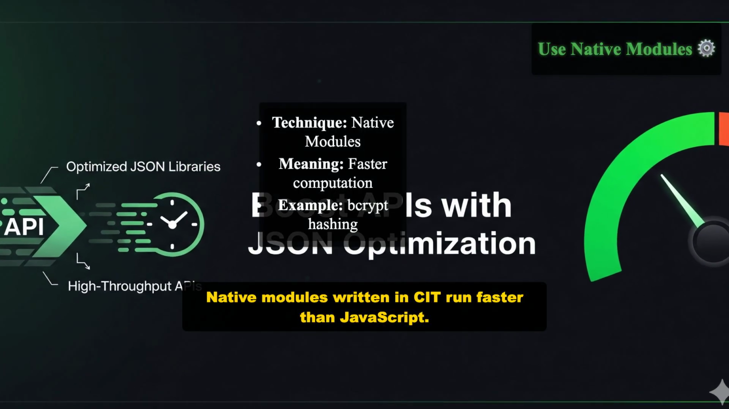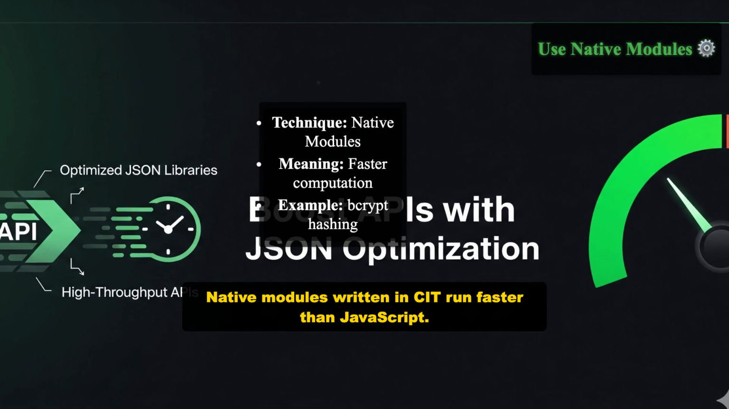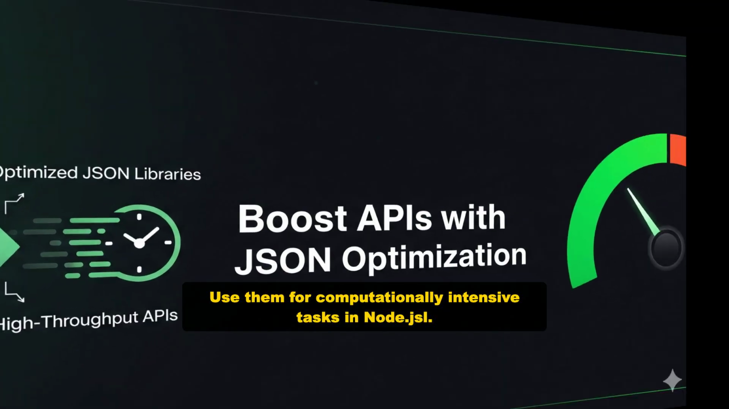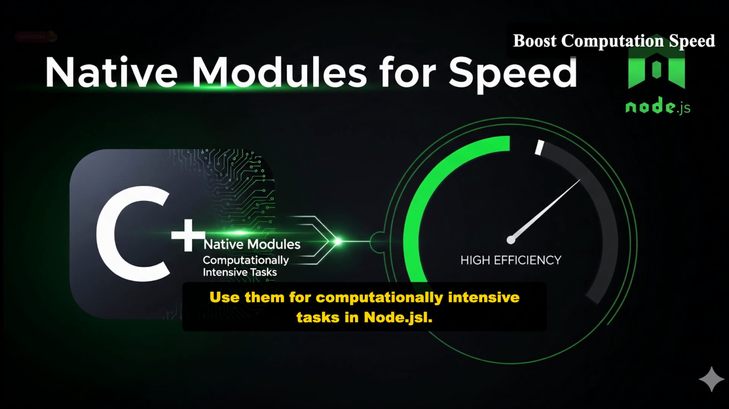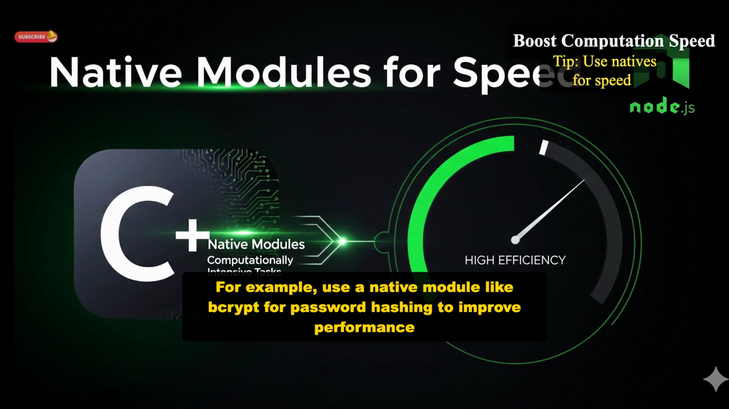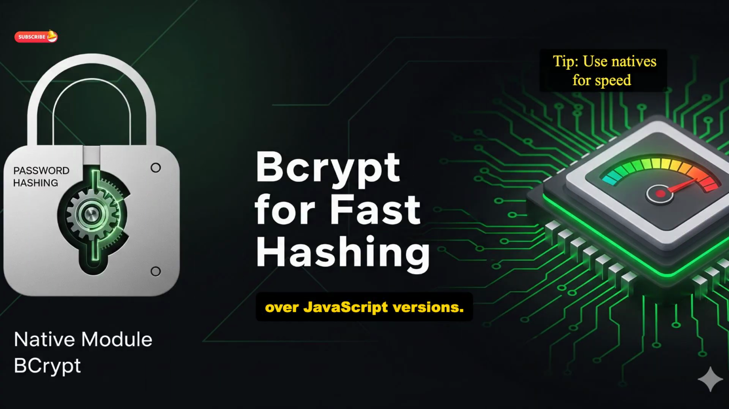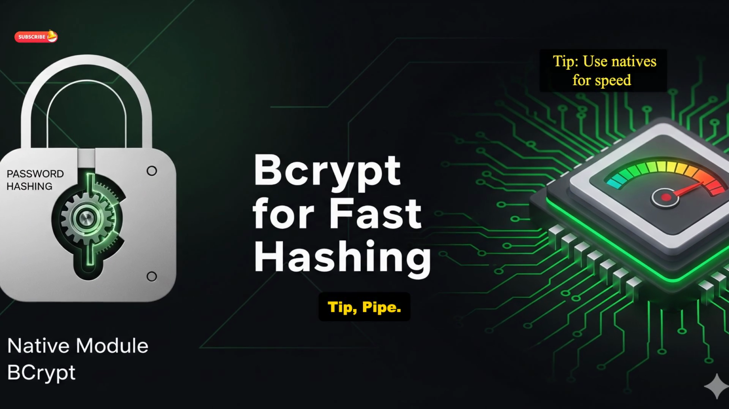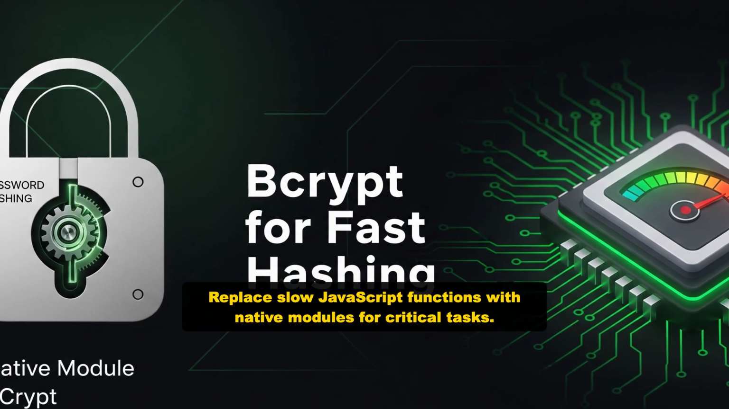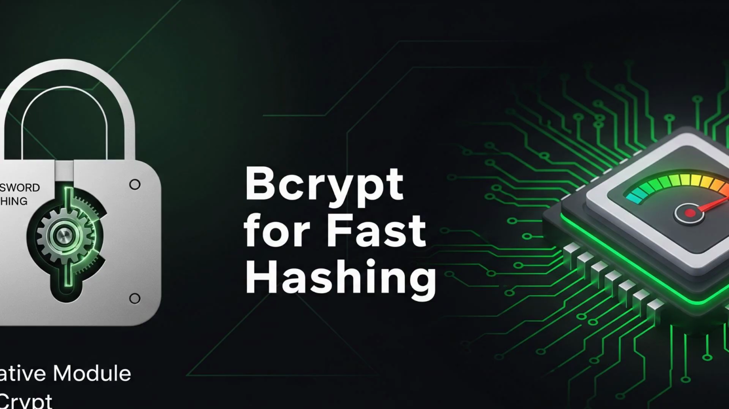Native modules written in C++ run faster than JavaScript. Use them for computationally intensive tasks in Node.js. For example, use a native module like bcrypt for password hashing to improve performance over JavaScript versions. Tip: Replace slow JavaScript functions with native modules for critical tasks.